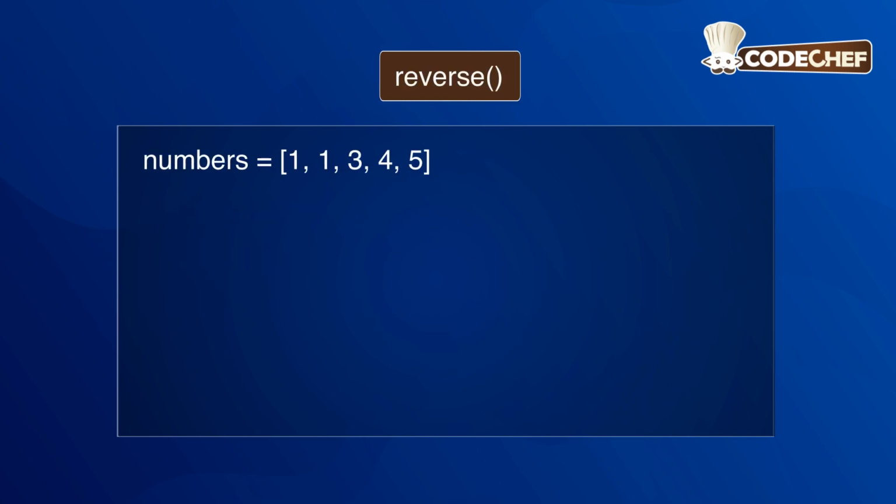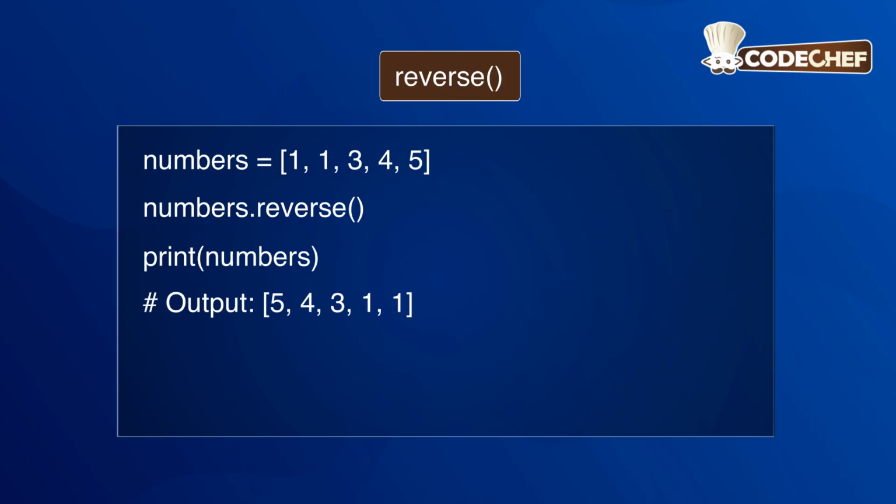The .reverse method is used to reverse the order of the items in a list. It performs this action in place, modifying the original list directly. To reverse the order of your list, use the .reverse method. In this example, we call numbers.reverse(). Python rearranges the items in the numbers list so the last item becomes the first, and the first becomes the last. This action modifies the list directly, just like .sort.